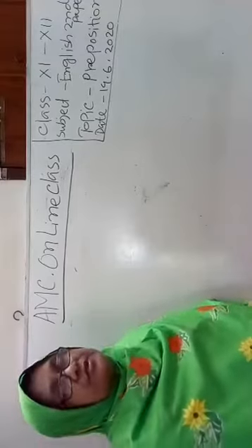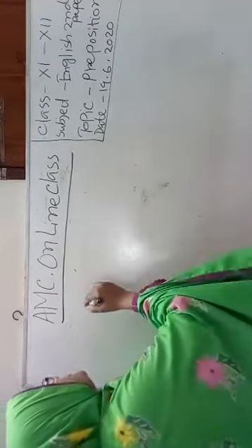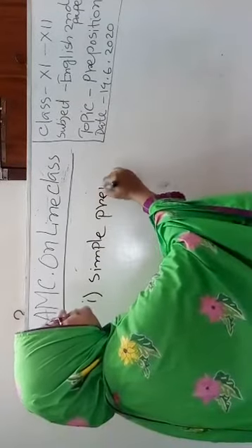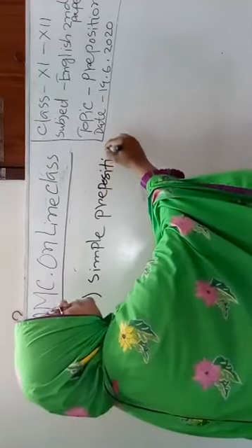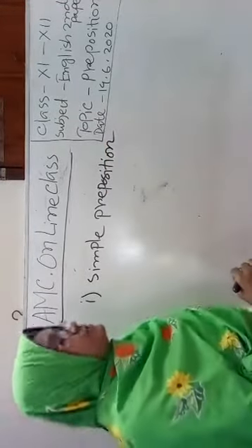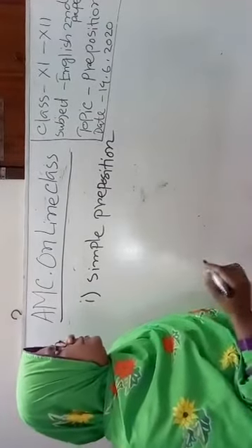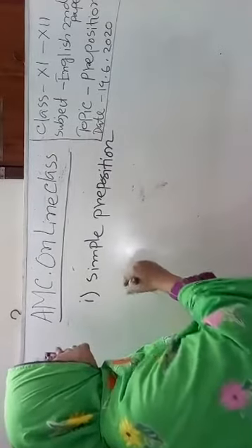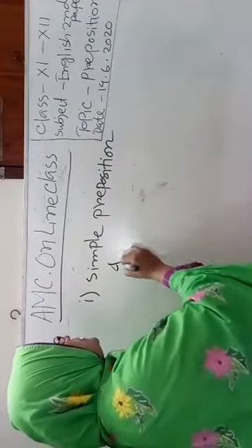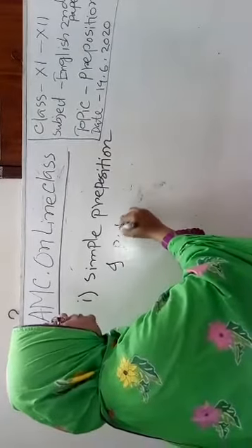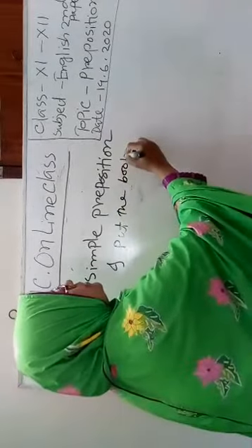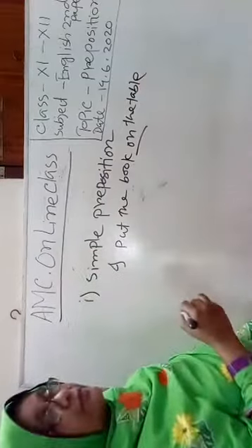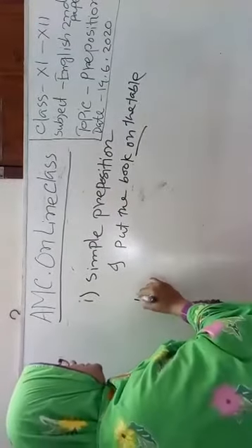If we classify preposition, we find seven types of preposition. At first, simple preposition. There are some single prepositions which we can use in a sentence, and these single prepositions are called simple prepositions. Say for example, I put the book on the table. This is a single preposition and it is the use of simple preposition.